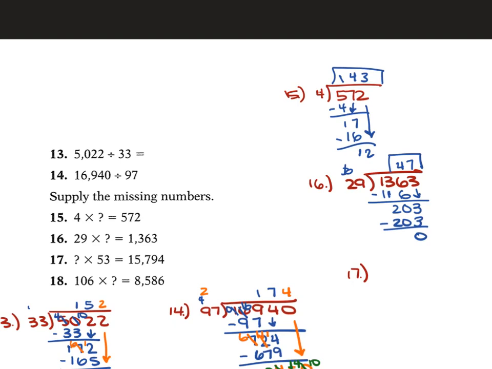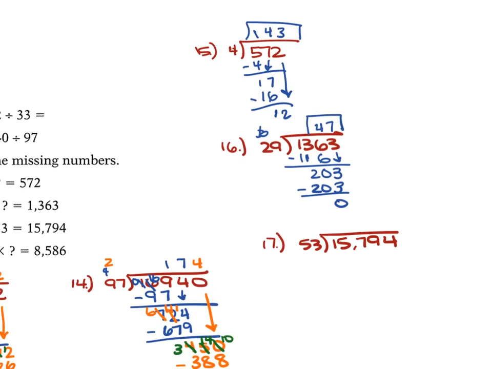For 17, we have something times 53 is 15,794. So our 53 is going to go on the outside. Our 15,794 is going on the inside. So we're just doing 15,794 divided by 53. For this one, the 53 does not go into 1, nor does it go into 15. But it goes into 157 twice, because 2 times 3 is 6, and 2 times 5 is 10.